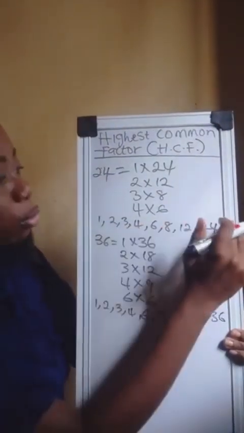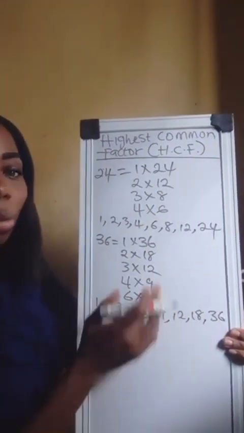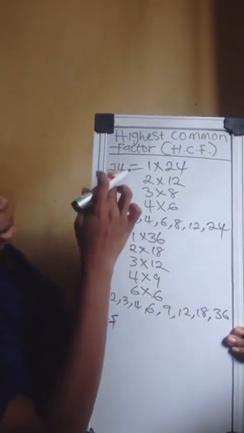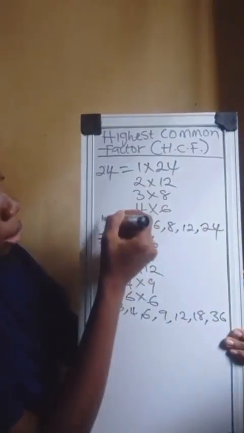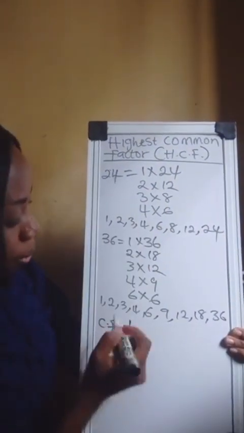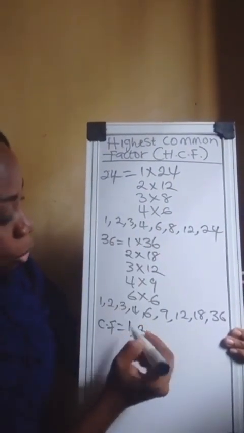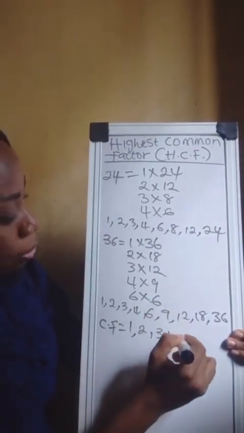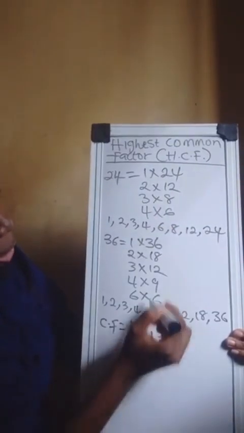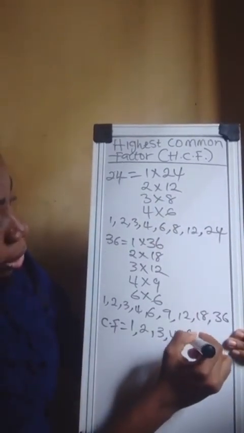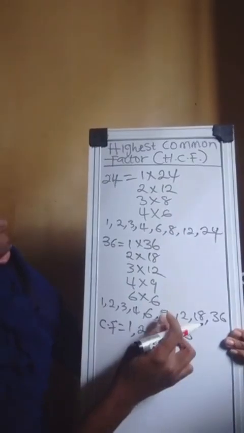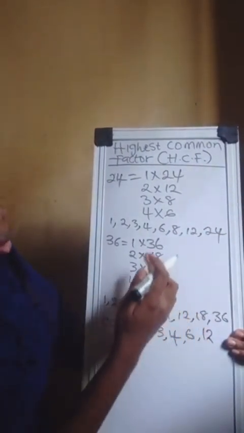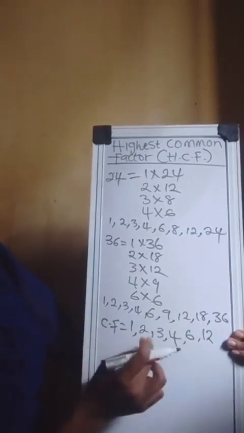These are all the factors of 24, and these are all the factors of 36. Now we'll find the ones that are common. What are the common factors? The common factors of 24 and 36: 1 is common between them, so we have 1. 2 is common, so we have 2. 3 is common, we have 3. What about 4? 4 is common, we have 4. 6 is common, we have 6. What else? 8 is not common, 9 is not common, 12 is common. That's all. We have 1, 2, 3, 4, 6, and 12.